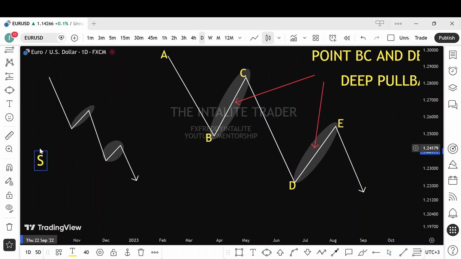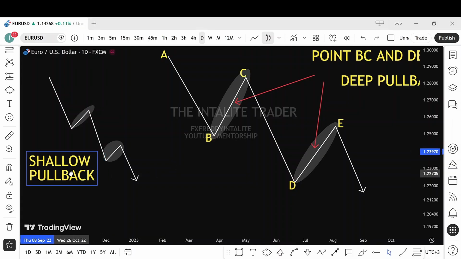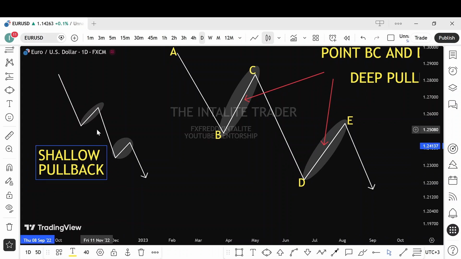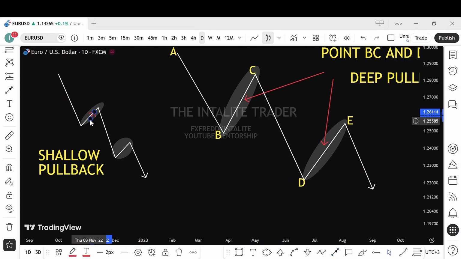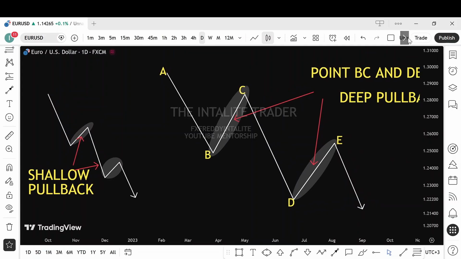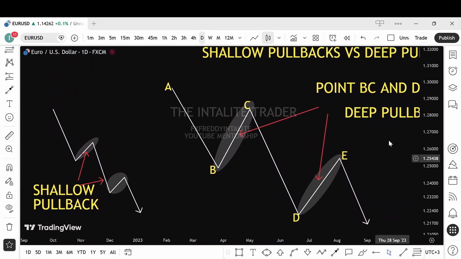Let me put here shallow pullback. These pullbacks are very shallow, just like the name says. And in most cases, these shallow pullbacks do take place in strong trending markets, especially when the market has just broken out of a key level.